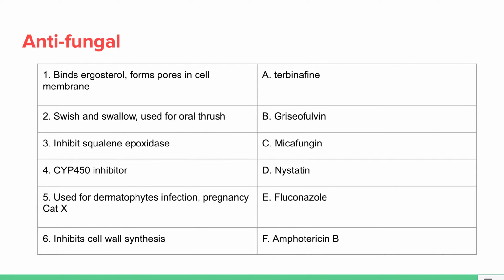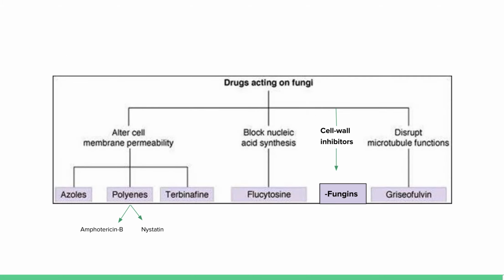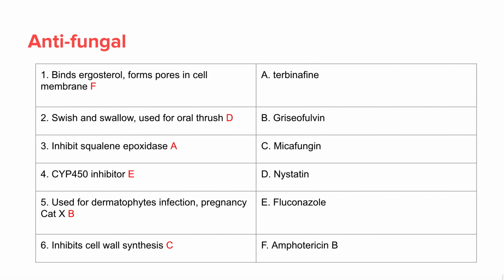Okay, moving on to some pharmacology slides. So pause and unpause when you're ready. So this is a little summary sheet of the drugs that act on fungi. I went in and added some things that were kind of missing. But you can see here, there's drugs that act on the cell membrane. There's drugs that act by blocking nucleic acid synthesis. There's drugs that act as cell wall inhibitors. And there's drugs that disrupt microtubule functions. Okay. So yeah, hopefully this is relatively easy to remember the functions for each one of them.